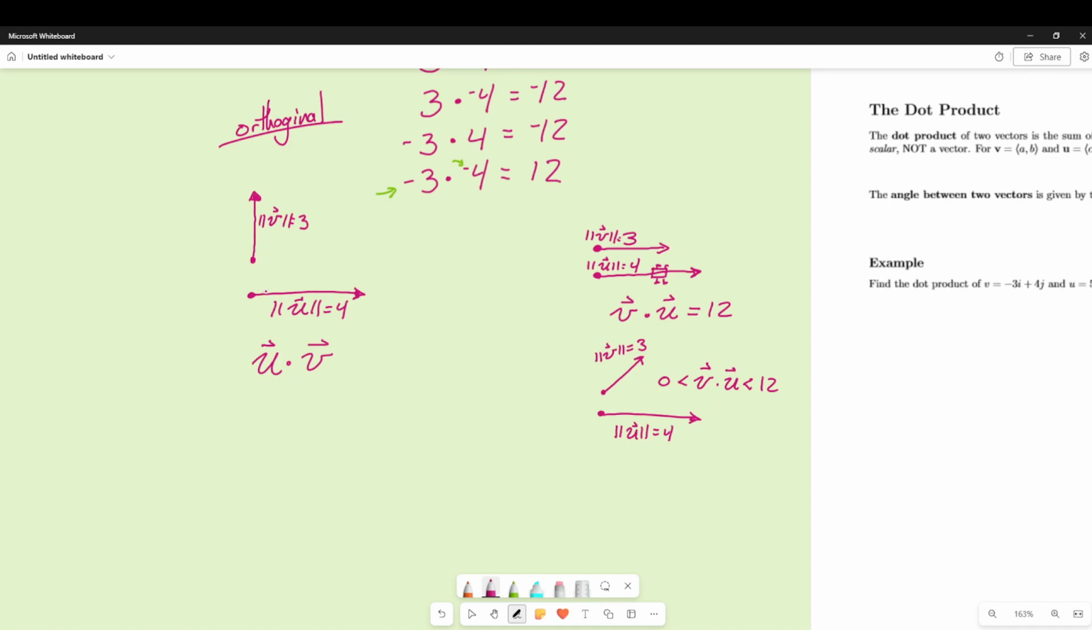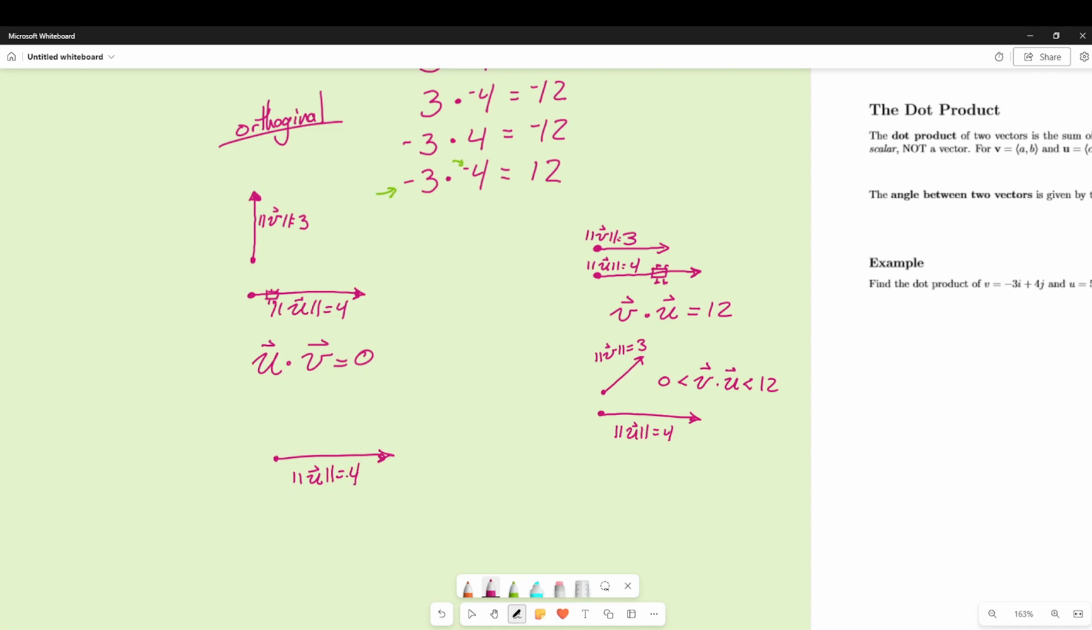If there was a cart on this track and you were pulling orthogonal to the track, that's not going to move at all. So that dot product is going to be 0. They're not working against each other, but they're not working in concert at all. What if they were working against each other some?